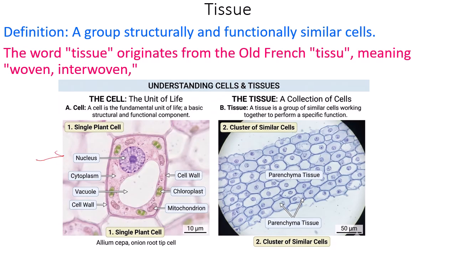In the first picture, you can see that there is a single cell, and such single cells, when interwoven together, connected together, form a big structure. This structure is called tissue.